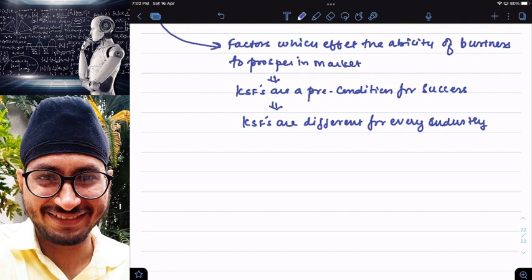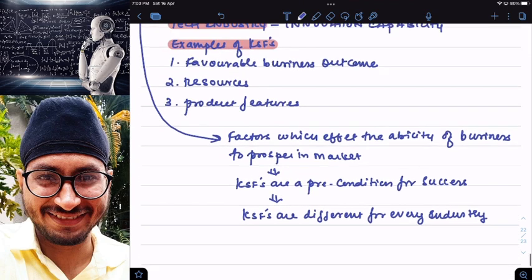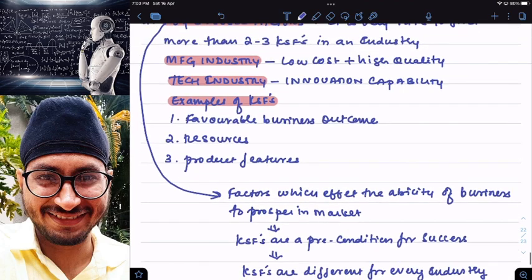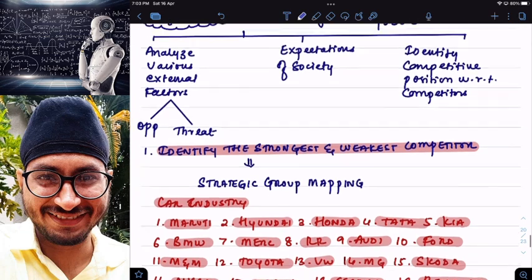Key success factors are different for every industry. Sir, in the manufacturing industry the success factor is different, in the education industry the success factor is different, in hospitals the success factor is different, in the courier company industry the success factor is different. Every industry will have different success factors. Clear? This is number 2. What is factor number 1?